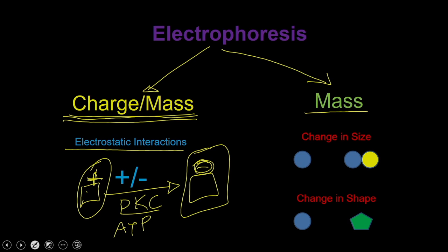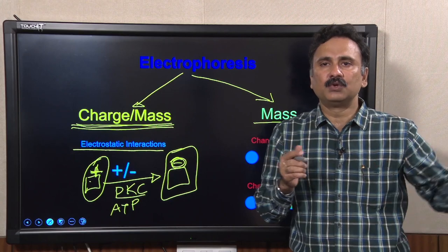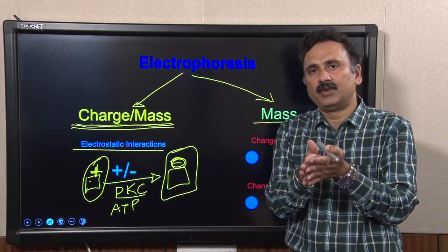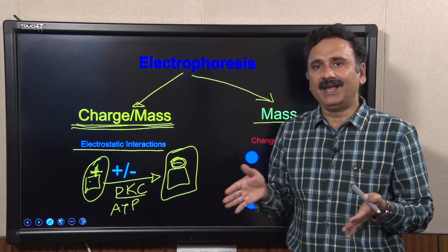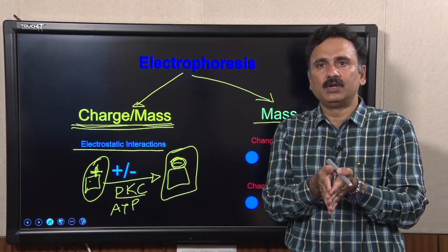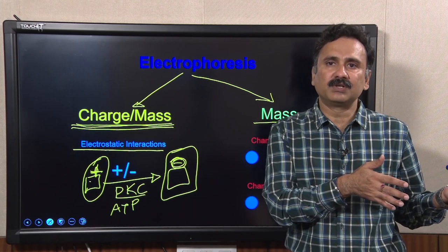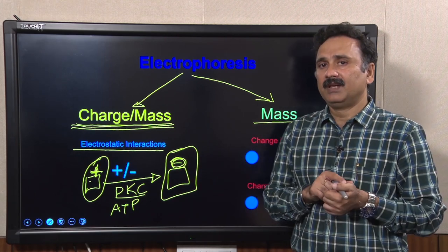So if you take this whole mixture and load it into the horizontal PAGE or the horizontal agarose gel, the positive will go towards the negative electrode and the negative will go towards the positive electrode. That is how you can quantitatively say that, out of 100 molecules, how many molecules are negatively charged and how many molecules are positively charged.